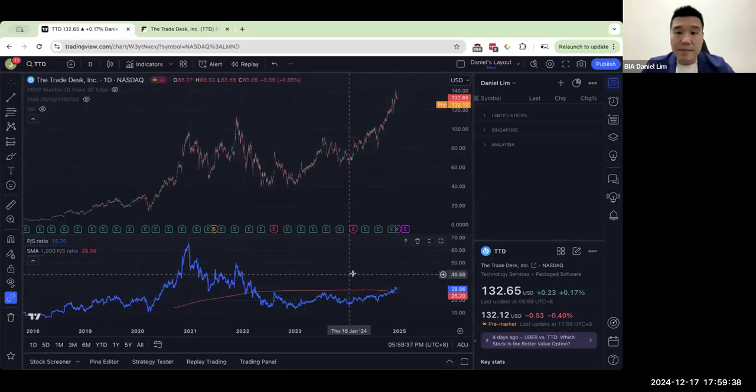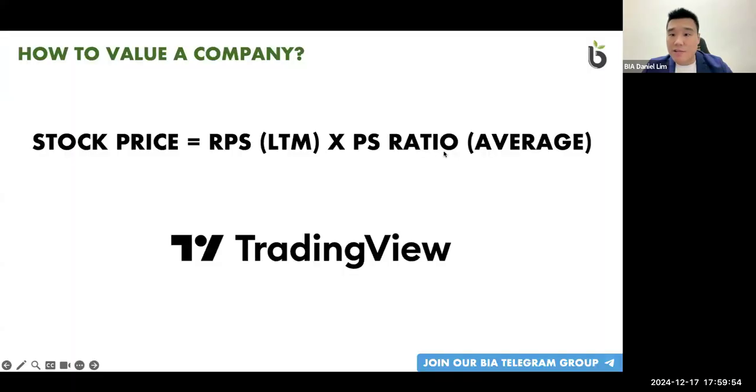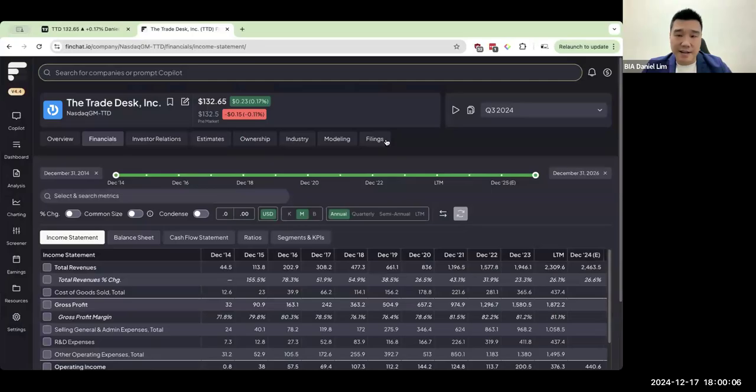So it seems to me that over the whole 1000 days, on average, the market has been paying 26.2 times. This 26.2 times represents the price to sales ratio average. This is the average here. Now the next issue is we want to find the revenue per share, the last 12 months revenue per share, right? This is when you need to go to FinCheck.